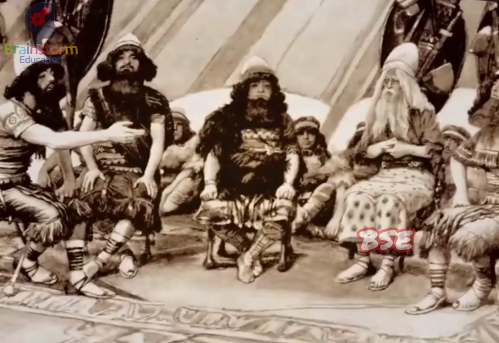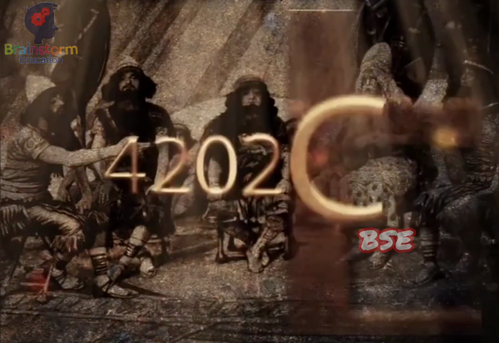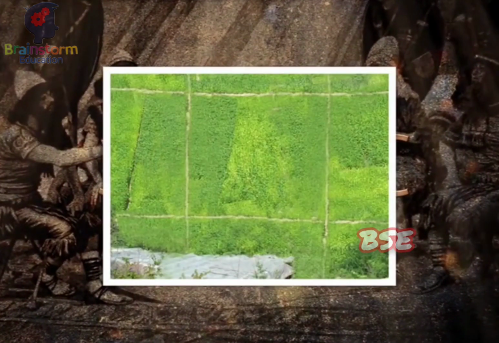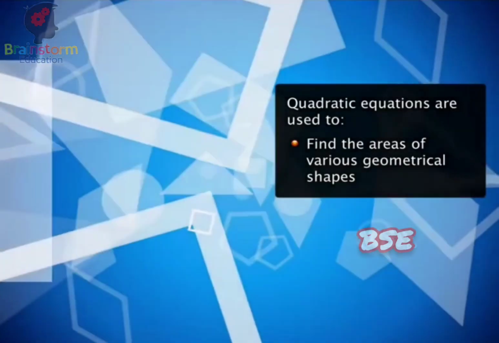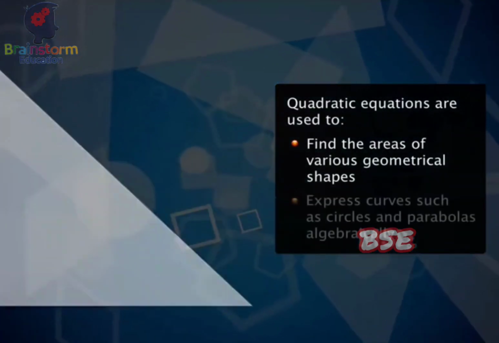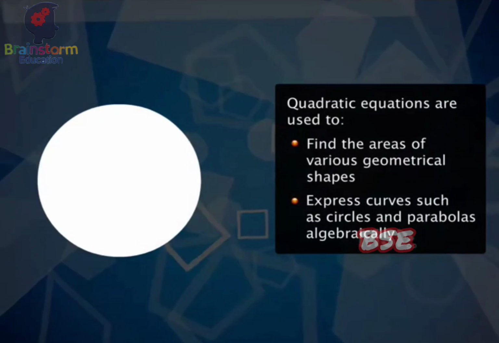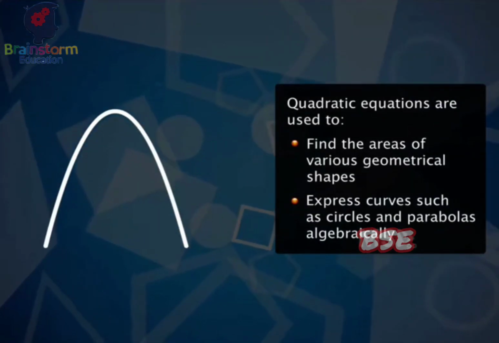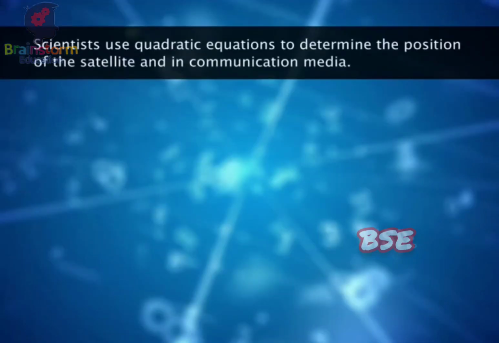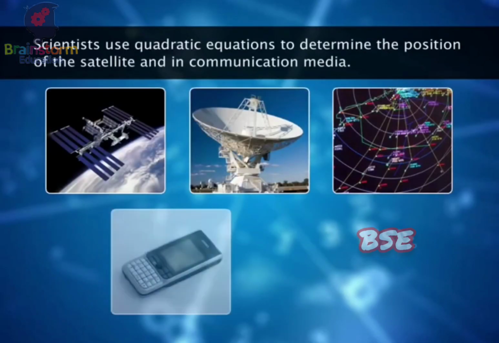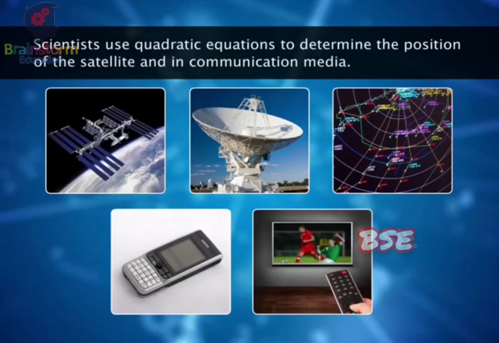Quadratic equations were discovered by the Babylonians around 3000 BC, while they were trying to find out the area of square fields. Since then, quadratic equations were used not only to calculate the areas of various geometrical shapes, but also to express curves such as circles and parabolas algebraically. Scientists are using quadratic equations in determining the position of satellites and in communication media.